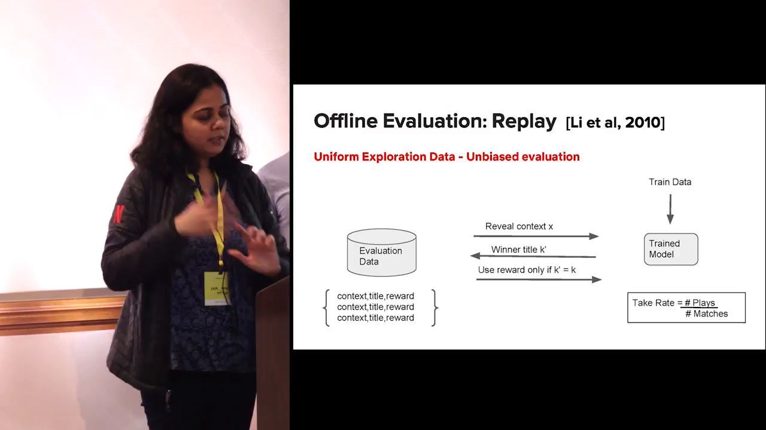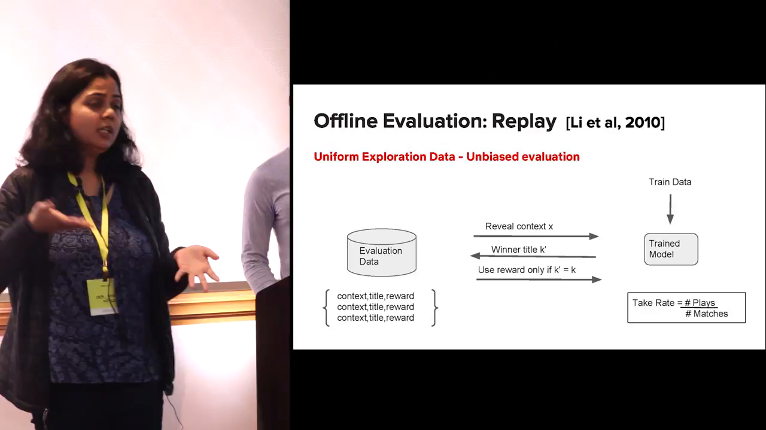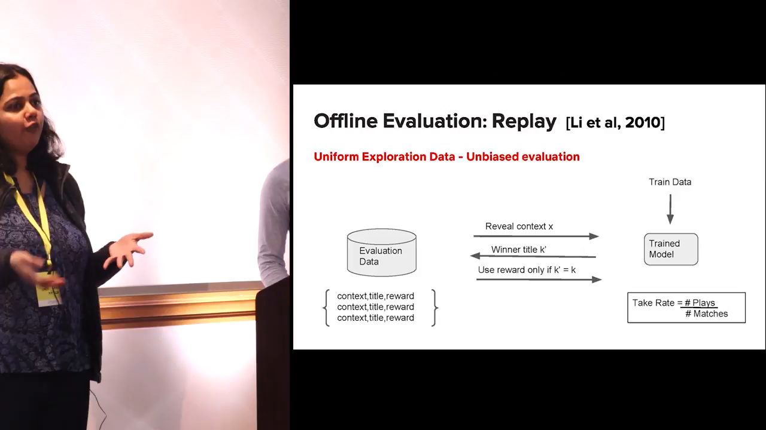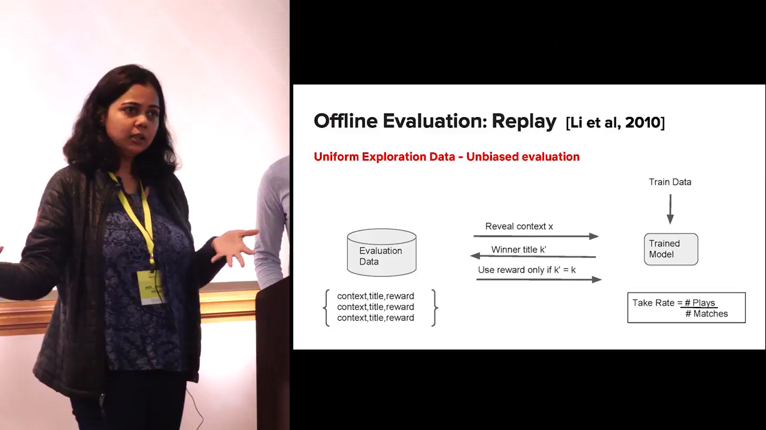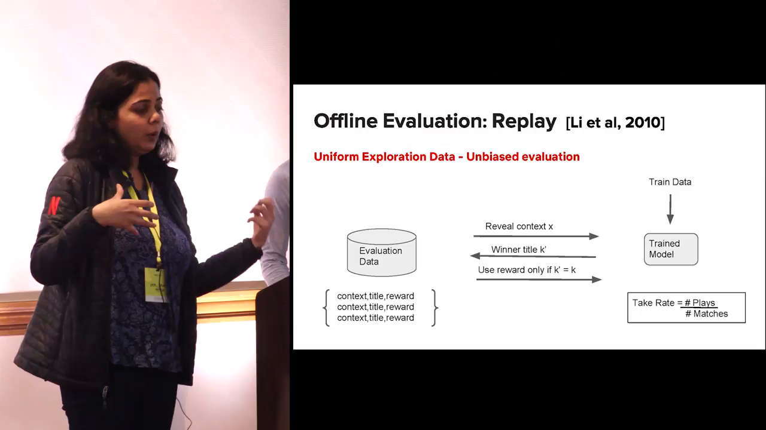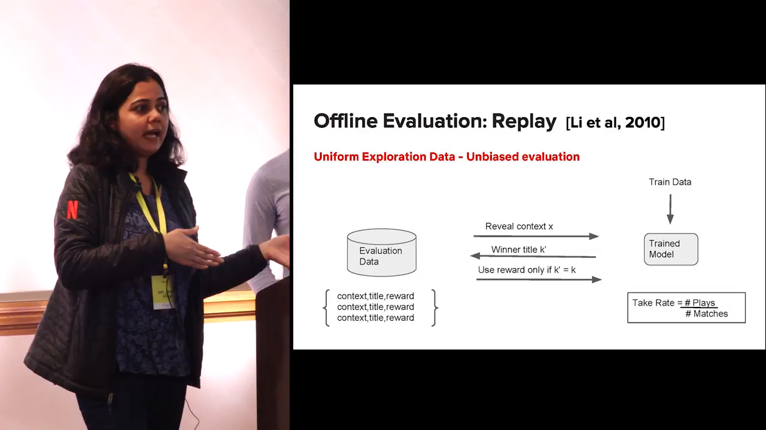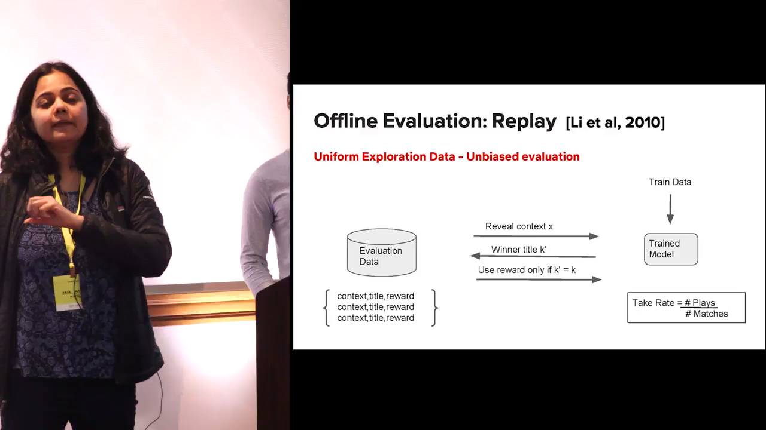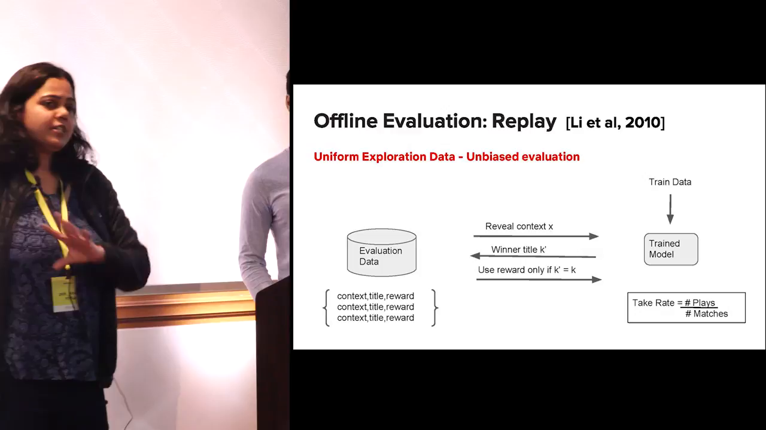Just revising it again, for every record in the exploration data, we have the context, the title which was shown, the reward that was obtained, and the list of the candidate titles. For every candidate title, we reveal the context to the trained model. The trained model selects a winning title, K dash. We append to the history only if the winning title K dash is equal to the title K, which was logged in the exploration data. At the end, we compute the metric, which in this case, let's say, is take rate, by computing the number of plays divided by the number of matches from the history.